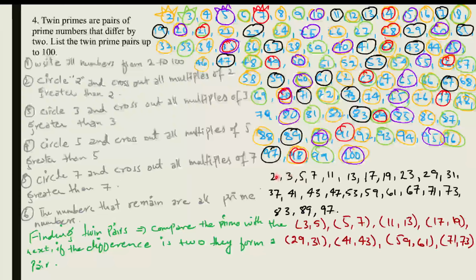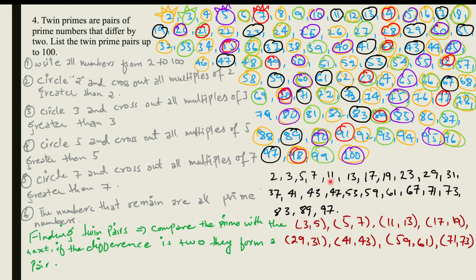Now for each two numbers, we see what the gap between them is, like how many integers lie between them. 2 and 3, there is no gap, you can say. 3 and 5, there is a difference of two integers, so therefore this is one pair. 5 and 7, again there is a difference of two integers, so this makes another pair. 7, 8, 9, 10, 11, so three numbers, therefore 7 and 11 cannot be twin pairs.